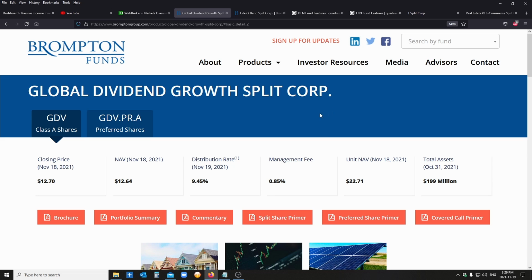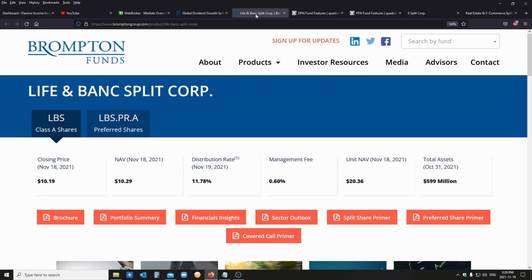So this is the first split fund. Let's check out another one from BROMPTON, another very popular one from them, the Life and Bank Split Corp. Just like the name says, life insurance, bank, this is pretty much going to be a financial one. Once again, you have Class A shares, preferred shares. LBS is the stock symbol for this one. The NAV is 10.29. The distribution rate is 11.78.